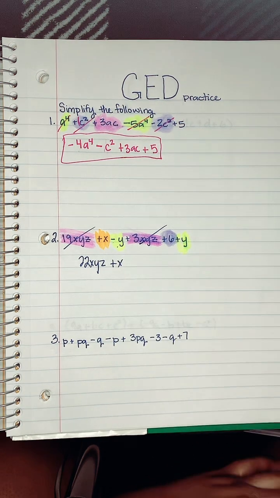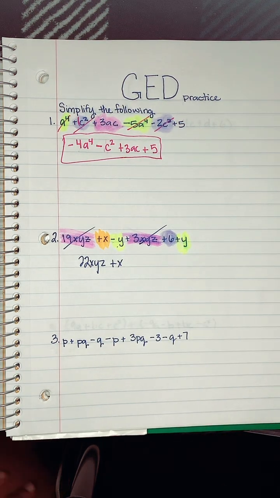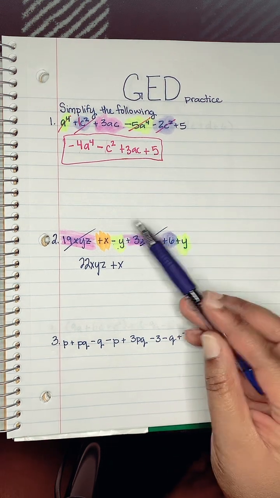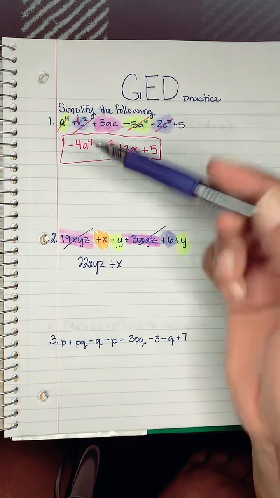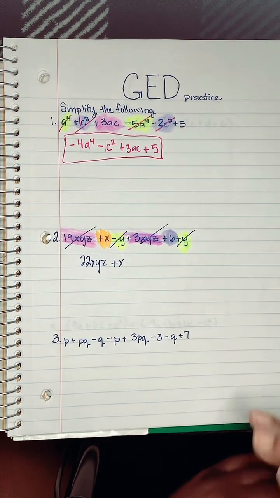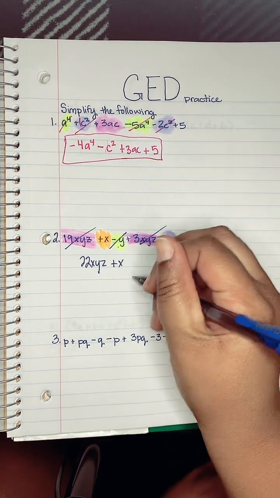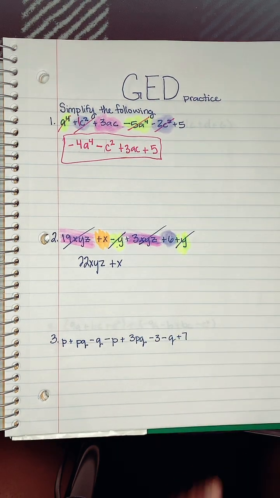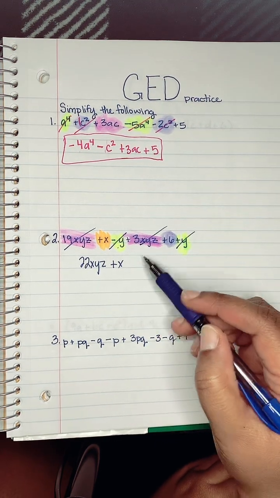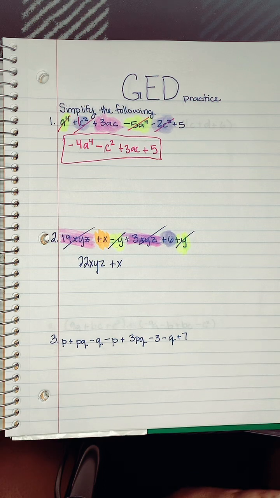Negative y plus y. What happens to that? The y's cancel out. Good, you guys. Yes. Because this is like negative 1 plus 1. So they cancel out. If they cancel out, we cannot put a y. Because some of my students mix that up. It's like, okay, 0y. No, we can't put 0y.